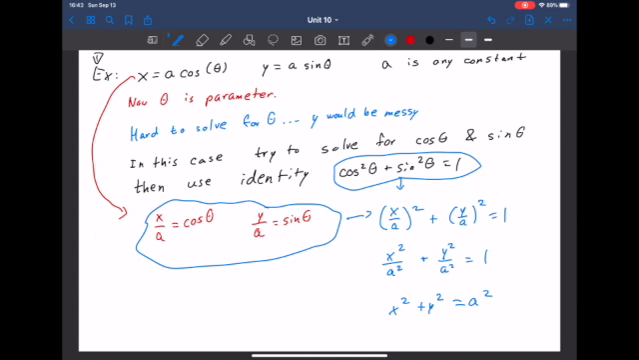So what do you have here? This is the equation of a circle with radius equal a and centered at the origin. And so that's what we're talking about. When we have x equals a cosine, y equals a sine, we're going to get a circle. It's going to be centered at the origin. It's going to have the radius a.